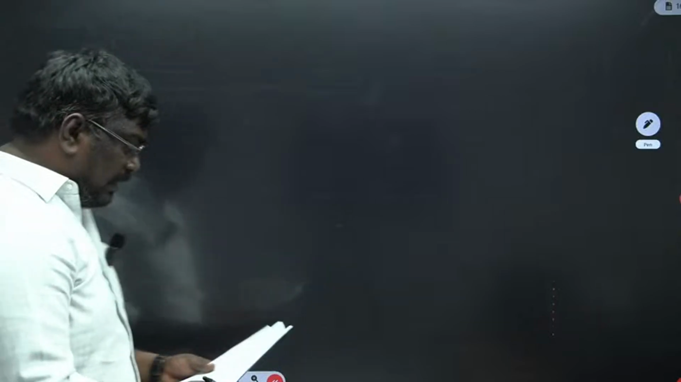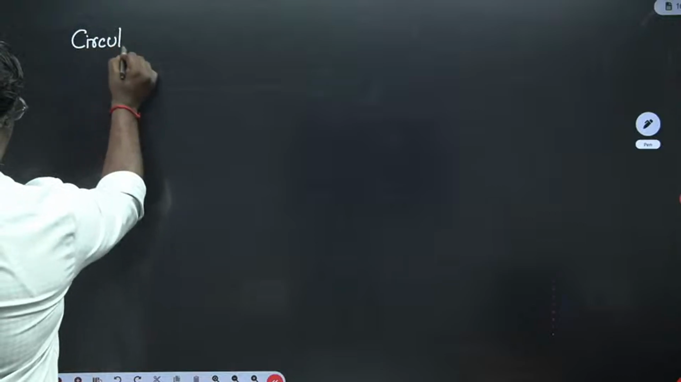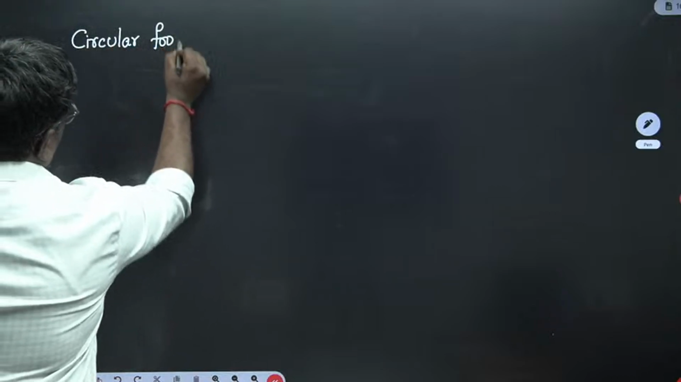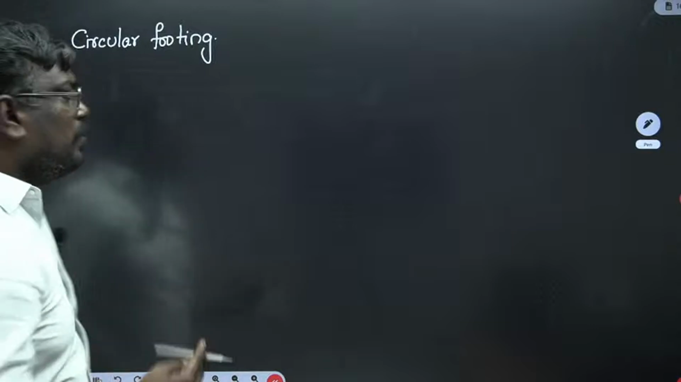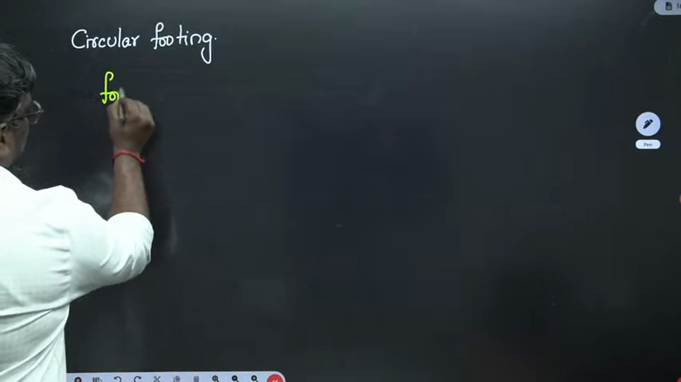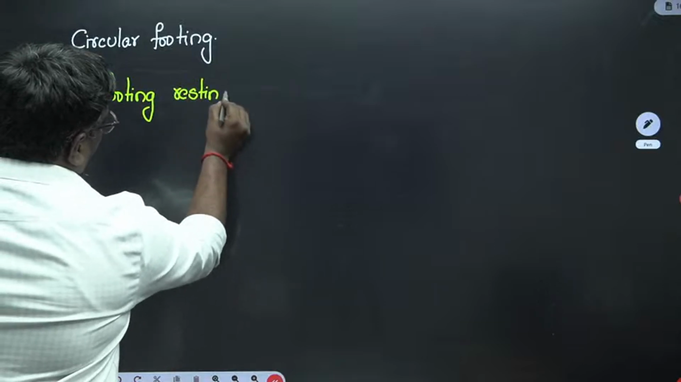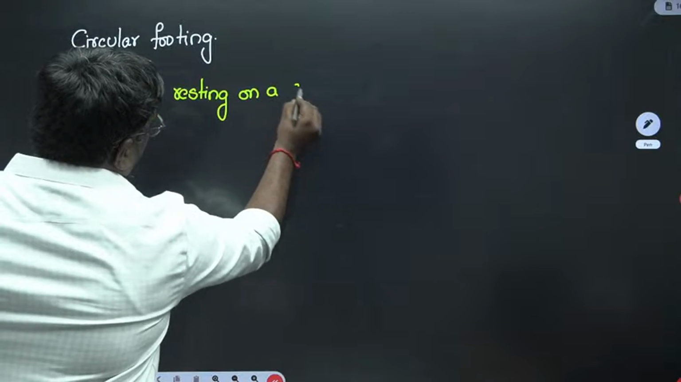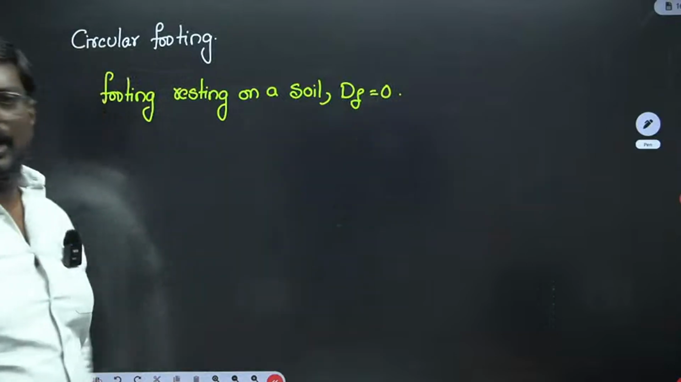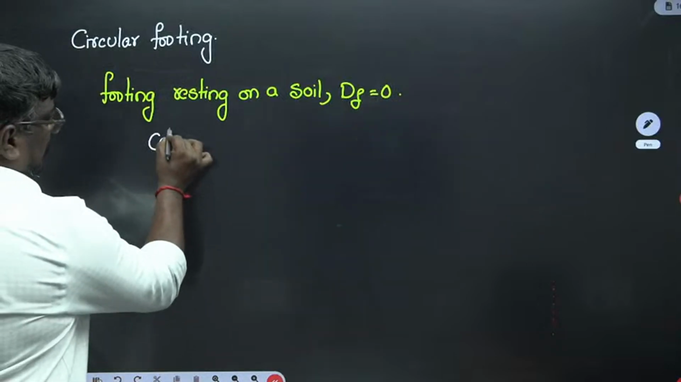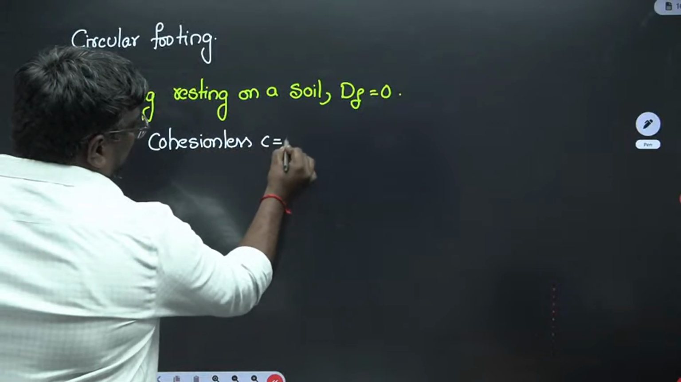Now the second question: there is a circular footing, and the footing rests on soil. I told you so many times, when a footing is resting on the soil, the depth of foundation will be taken as 0. Similarly, it is a cohesionless soil, meaning sand or gravel, so here C will be 0.